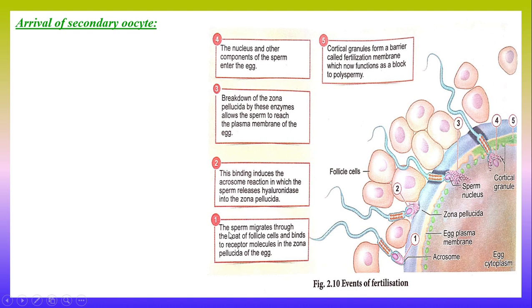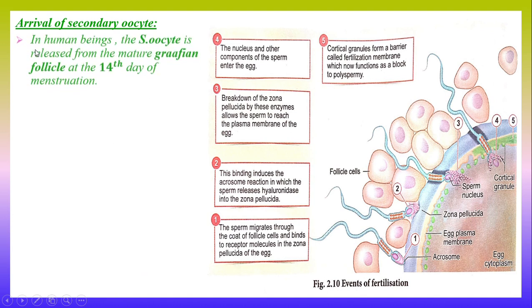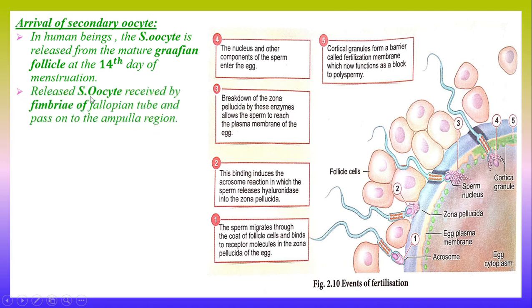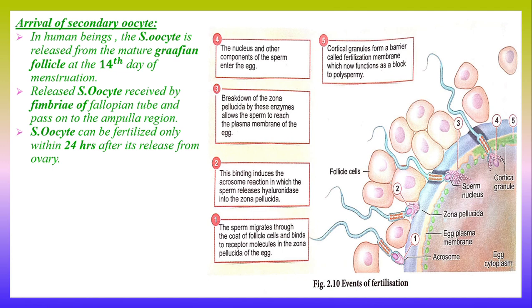Now look at this. First, pay close attention. In the human being, the secondary oocyte is released from the matured Graafian follicle at the 14th day of menstruation. Only then is it released. The released secondary oocyte is received by the fimbrium of the fallopian tube and passes on to the ampulla region. So the secondary oocyte can be fertilized only within 24 hours. Pay close attention. Once the semen is released into the female body, its maximum lifetime is 24 hours.